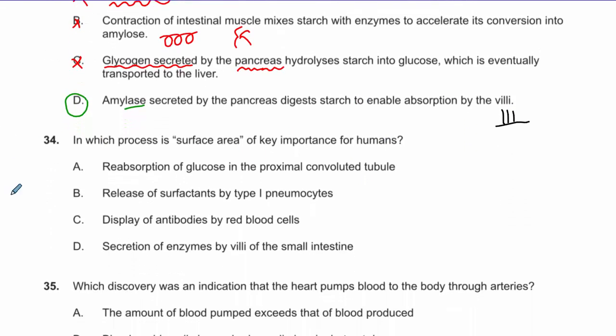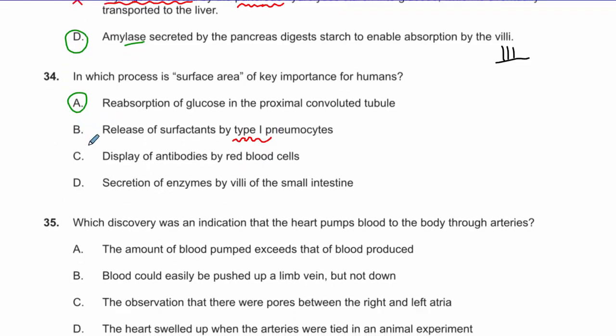34. In which process is surface area of key importance for humans? A. Reabsorption of glucose in the proximal convoluted tubule, and that is indeed correct. But let us look at the other ones. B. Release of surfactants by type 1 pneumocytes. Well, it's type 2 pneumocytes that release the surfactants, but anyway, surface is only important for type 1, which are where the gas exchange occurs, so this is wrong in all ways.